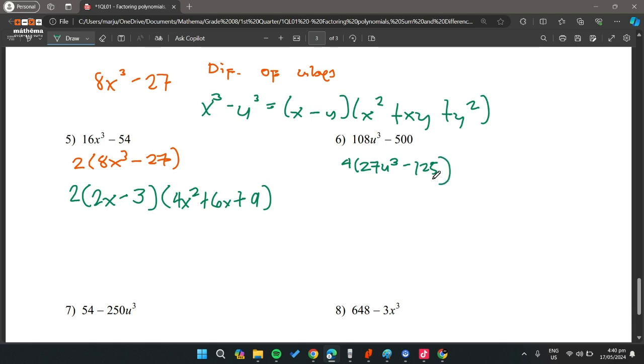So again, this is now the difference of two cubes. What we're going to do now is this. We have the cube root of 27u cubed, that is just 3u, minus the cube root of 125, that is just 5, and then 3u squared, that is just 9u squared, plus the product of 3u and 5, that is just 15u, and then 5 squared, that is just 25. So that will be our final answer for number 6, of course.